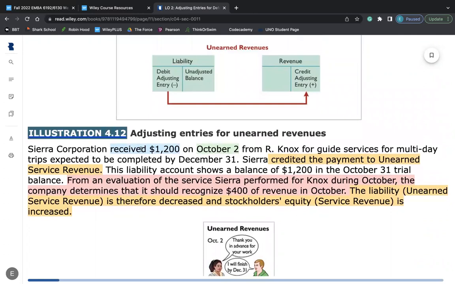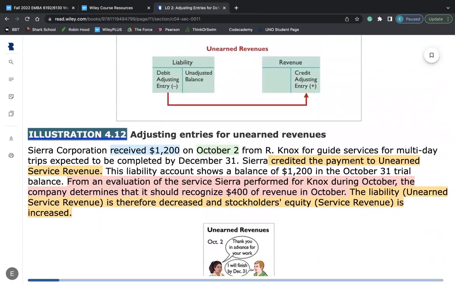Sierra Corporation received $1,200 on October 2nd from Knox for guide services for multi-day trips expected to be completed by December 31st. Sierra credited the payment to unearned revenue. This liability account shows a balance of $1,200 in the October 31st trial balance. From an evaluation of the service Sierra performed for Knox during October, the company determines that it should recognize $400 of the revenue. The liability account is therefore decreased and stockholders' equity is increased.